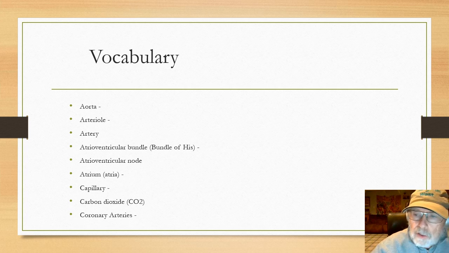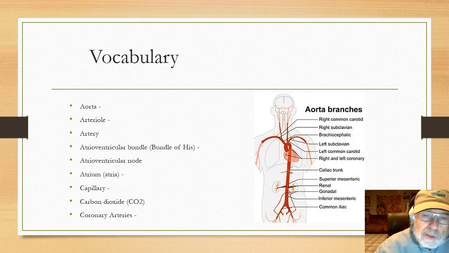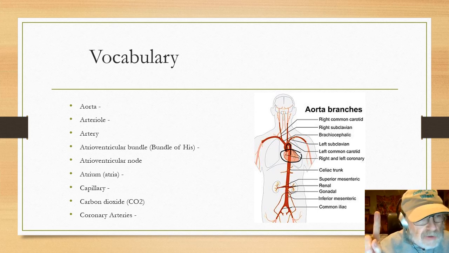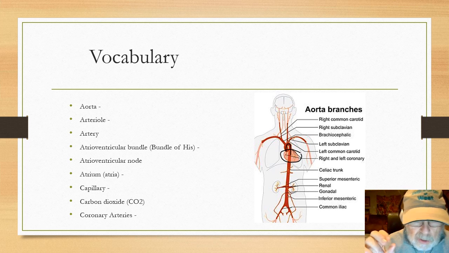Let's talk about this first one, the aorta. Now we mentioned this before. If we look at this picture right here, here's the heart sitting right here, and from the left side of the heart we have this large artery that comes out like this, and that's called the aorta. You actually see the aorta and its branches. I mentioned before, the aorta is about the size of your index finger. It's a pretty good sized artery, very large.